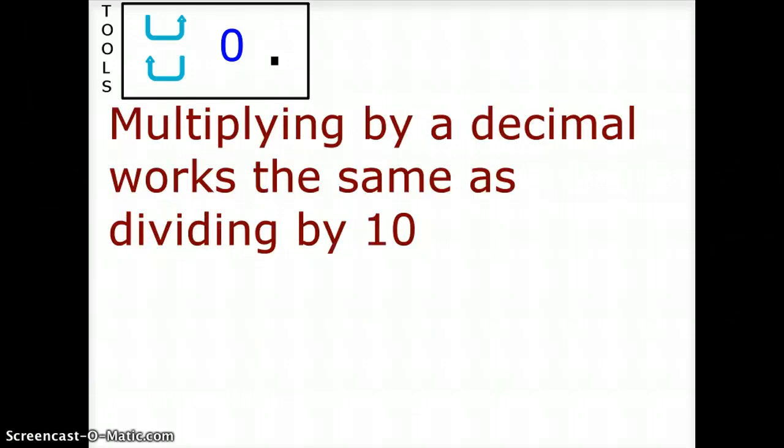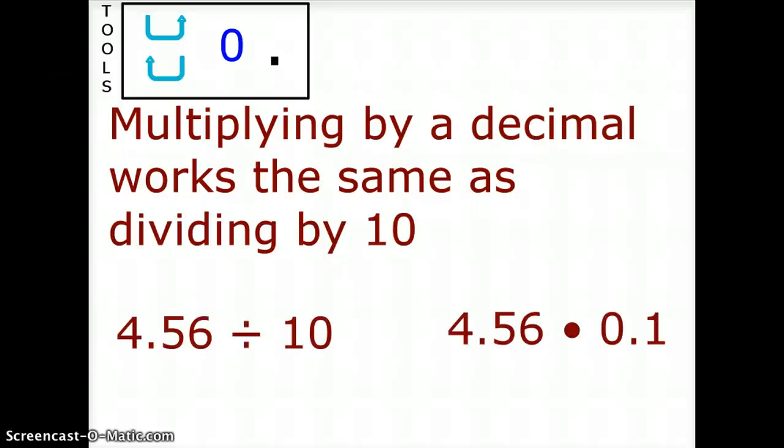When we multiply by a decimal, we use the exact same rules as dividing by 10. So multiplying by a decimal is also going to move the decimal point to the left. So take a look at this. 4 and 56 hundredths divided by 10 is the exact same thing as 4 and 56 hundredths times 0.1 or 1/10.